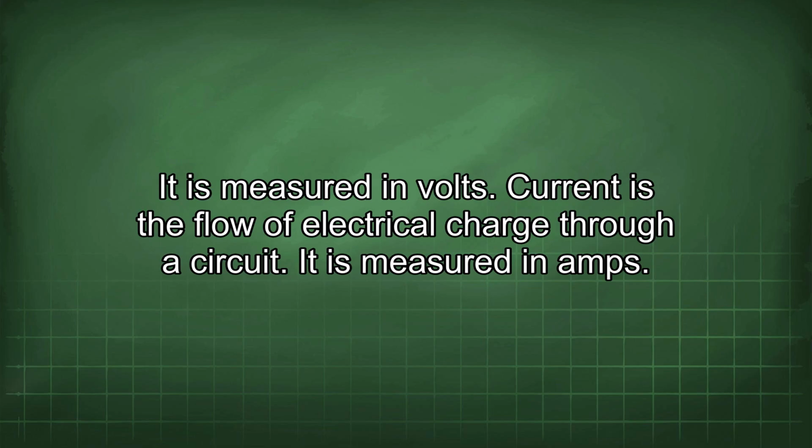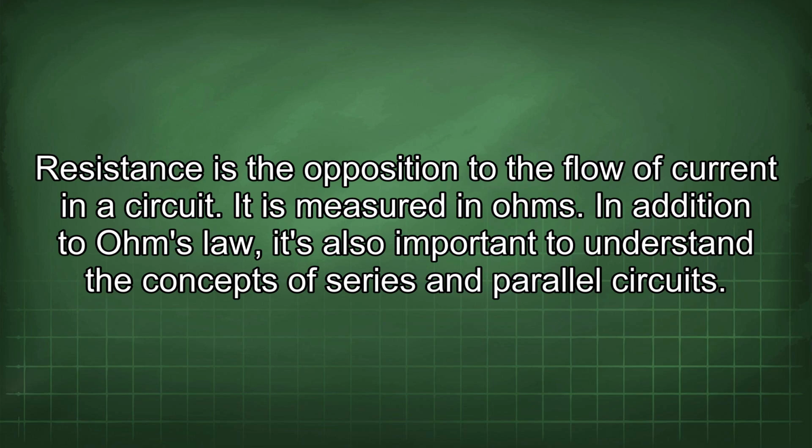Current is the flow of electrical charge through a circuit. It is measured in amps. Resistance is the opposition to the flow of current in a circuit. It is measured in ohms. In addition to Ohm's law, it's also important to understand the concepts of series and parallel circuits.